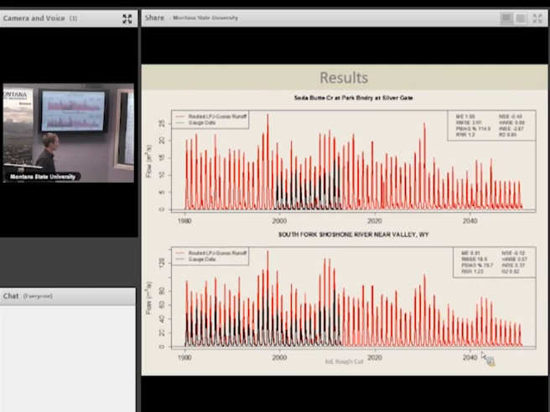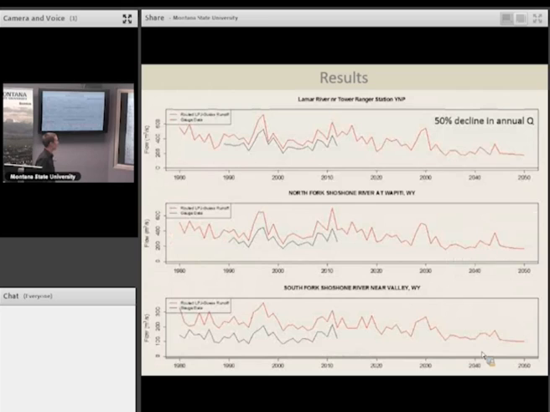And this is for total or mean annual flow. We're generally oversimulating the flow. Overall we see about a 50% decline in annual discharge through the hot and dry simulation.